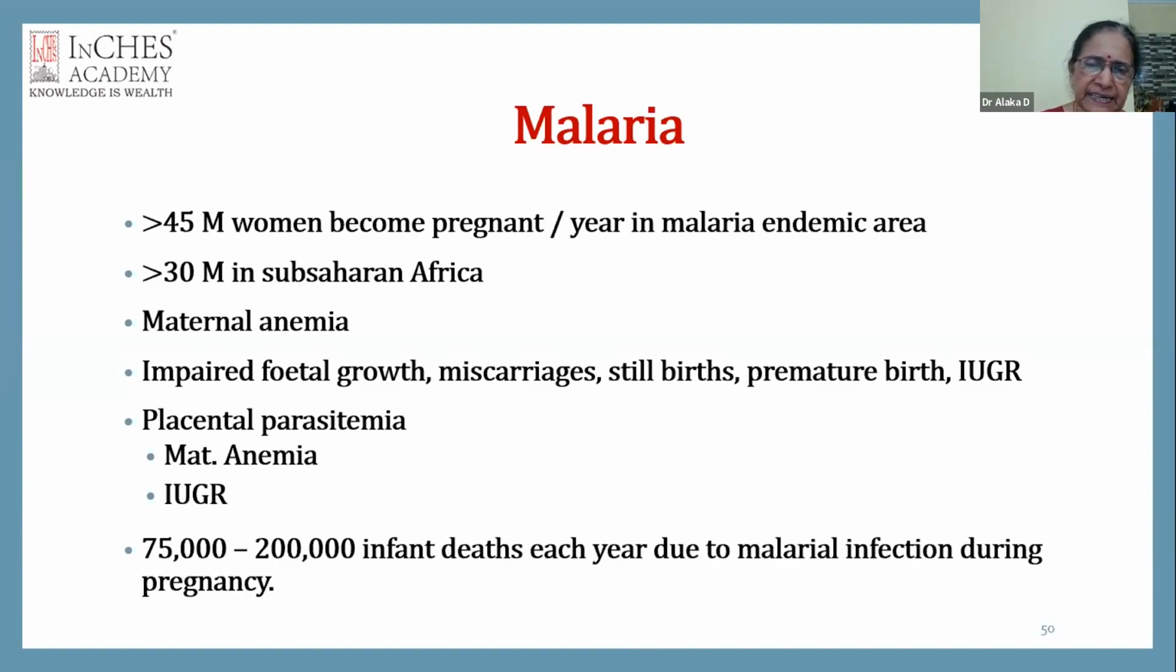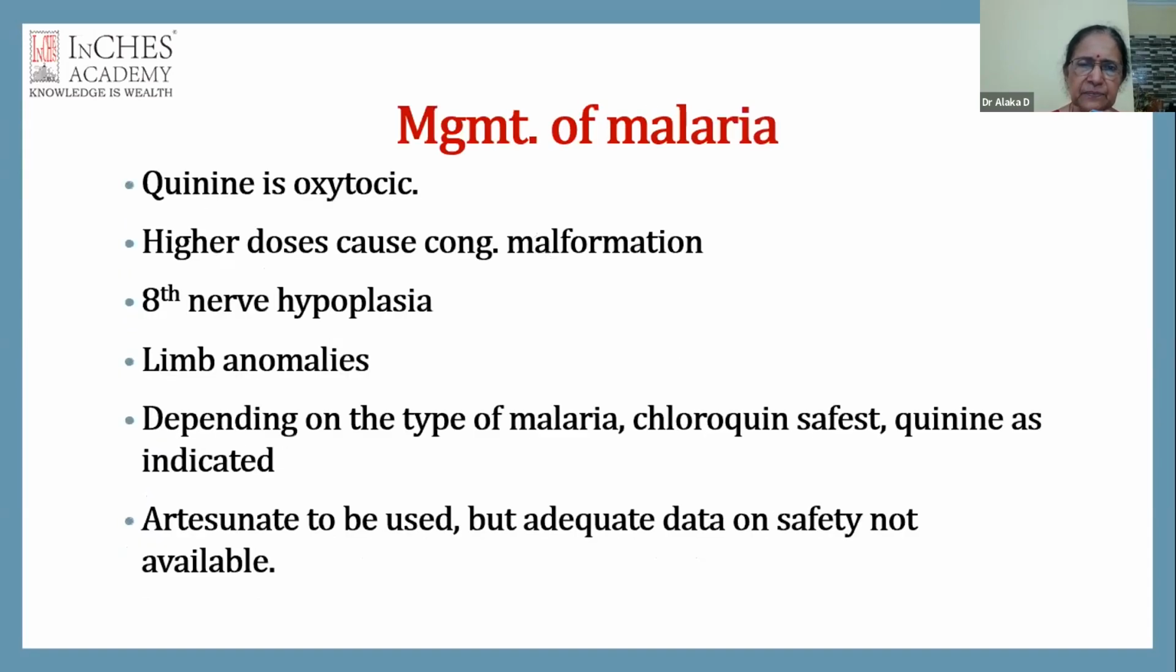So if a pregnant lady comes with malaria, please tell the family members that malaria per se can cause many obstetric problems, and the treatment can also have some side effects. Take the consent and then start treating the patient. Quinine is oxytocic. Higher doses cause malformation, 8th nerve hypoplasia, limb anomalies. Depending on the type of malaria, chloroquine is safest. Quinine if it is indicated.